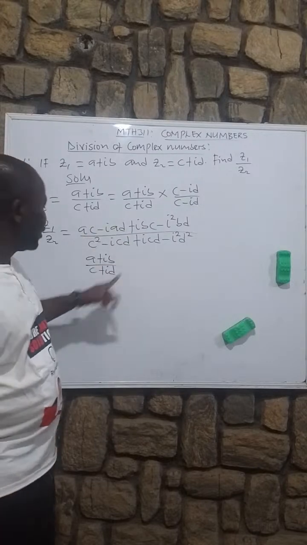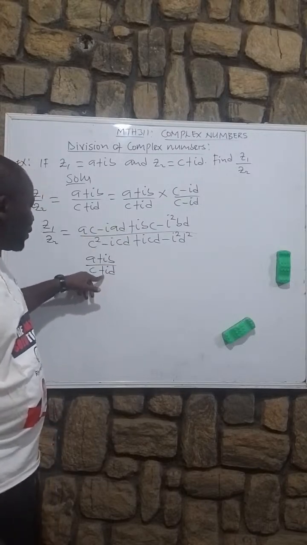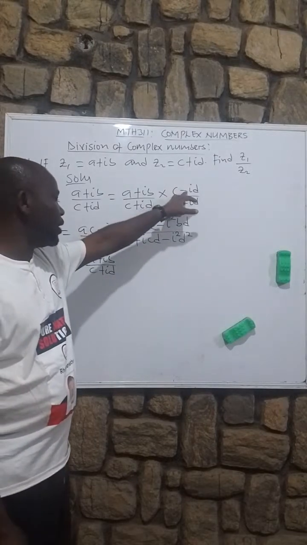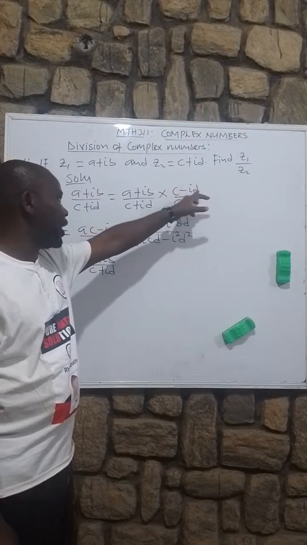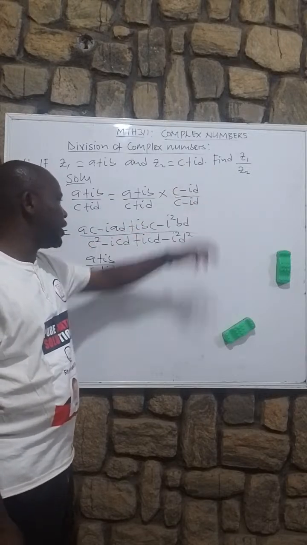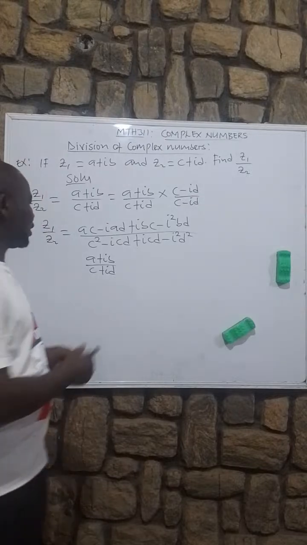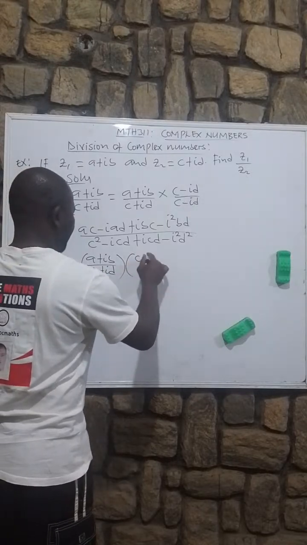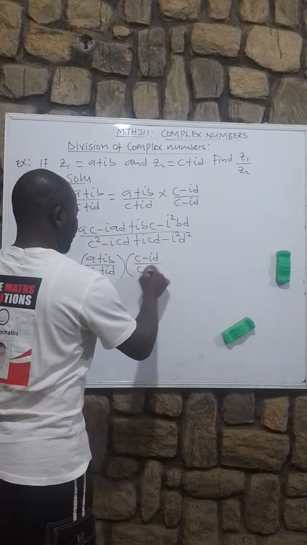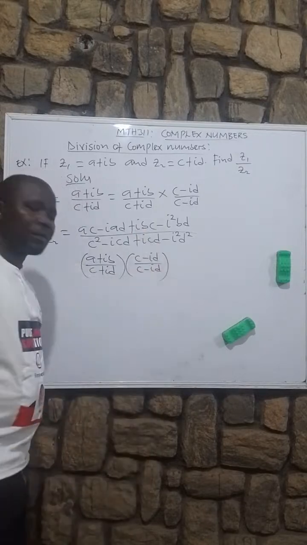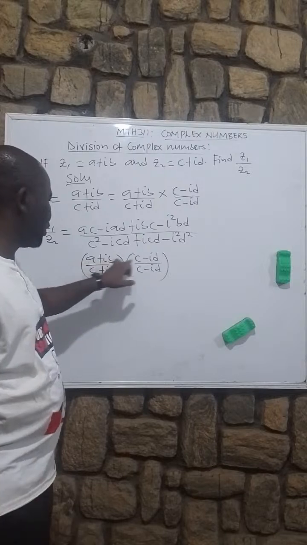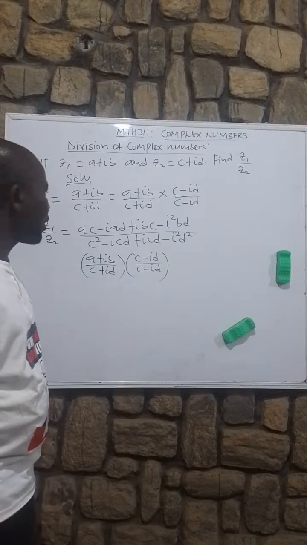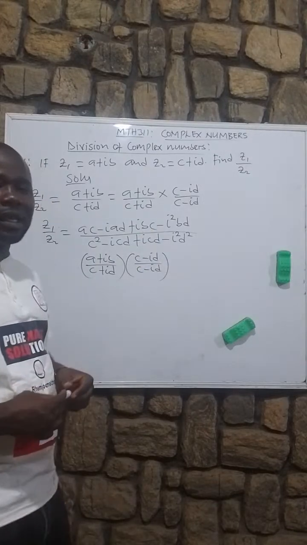So the sign here is plus. So this plus will now turn to minus. That's why you are saying c minus id all over c minus id. Then you multiply, just like this, times c minus id all over c minus id. You use the numerator to multiply the numerator, use the denominator to multiply the denominator. Then you arrive at this answer.